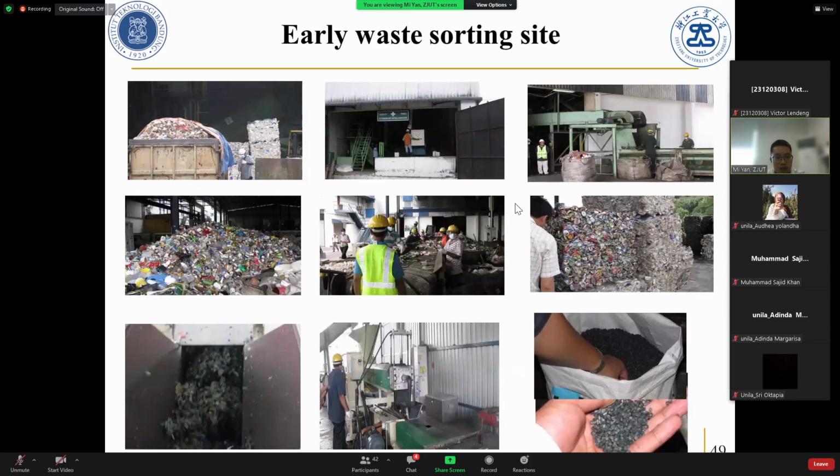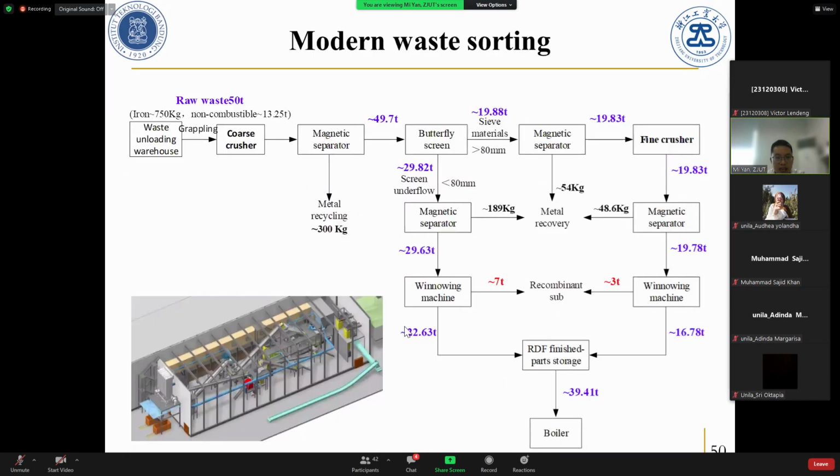So this is just a picture. And for recycling, the plastic can become raw material, maybe for some tools or some basic plastic materials. And this is the modern one, much more complex. Not only the crusher, they have a two-stage crusher, so we call it primary crusher and fine crusher. We also use the winnowing machines, and we have different winnowing machines.